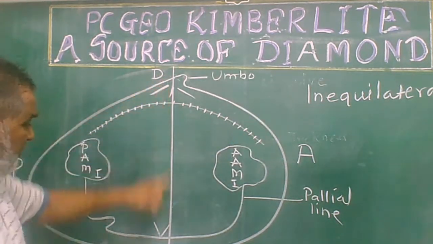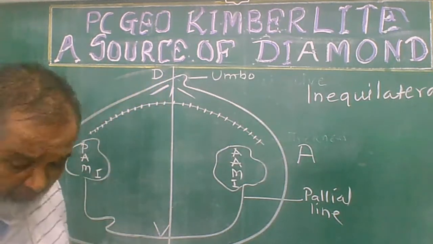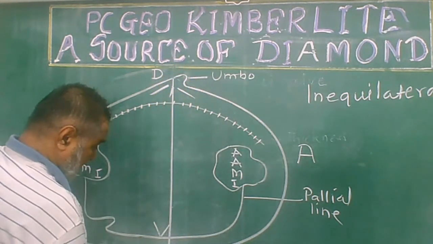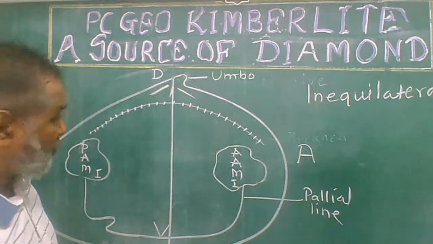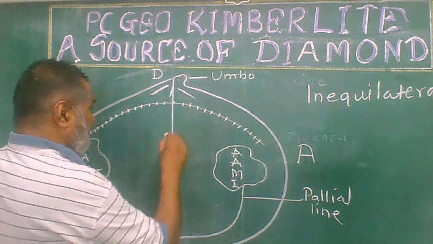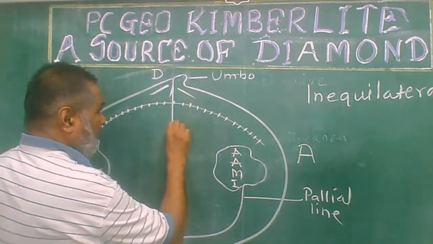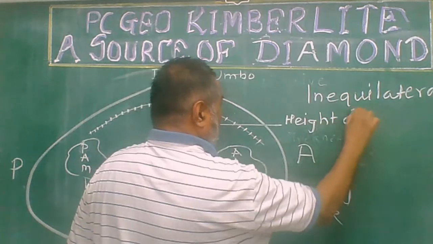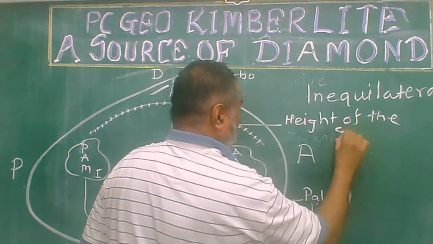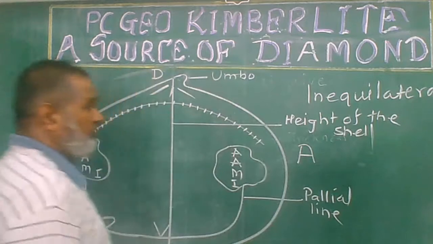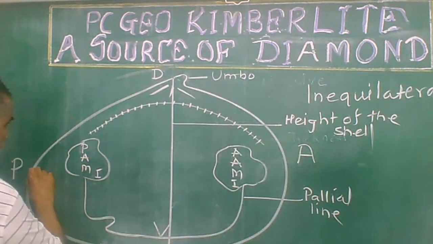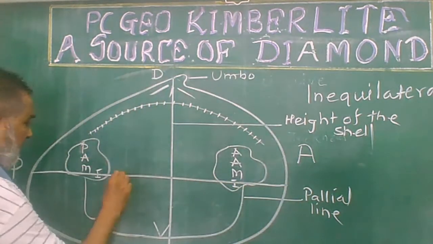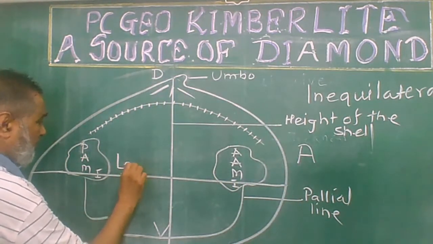Next one, dorsal to ventral. If you measure the distance in the center, on the outside, this is the height of the shell. This is the height of the shell. And if you measure the distance posterior to anterior, this is called the length of the shell.